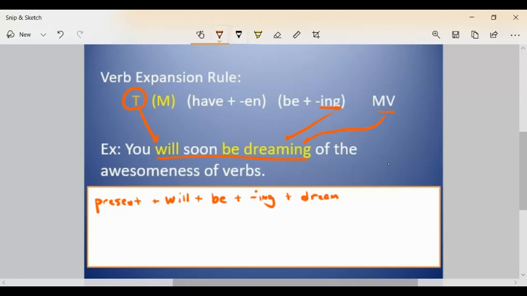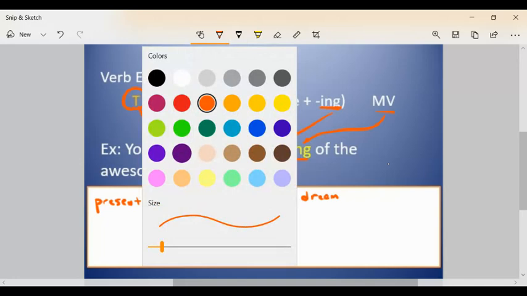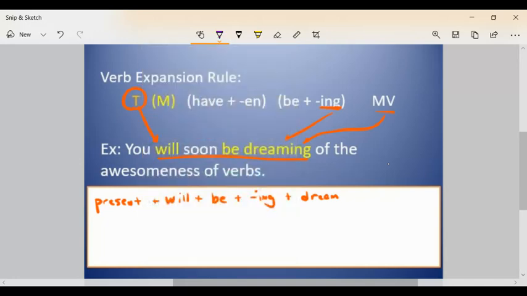So when I glue this thing back together, and let's change it over to this lovely purple, I'm going to take this tag and tag it onto that word dream. So therefore, the present of will is will. Be is all by itself. Ing with dream gives me dreaming. And that's how I know that will be dreaming is the verb.